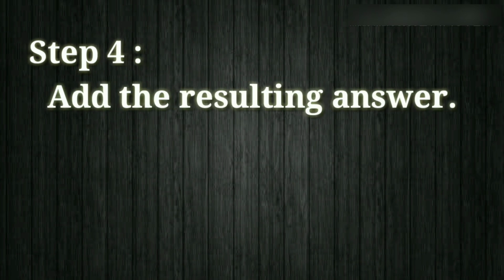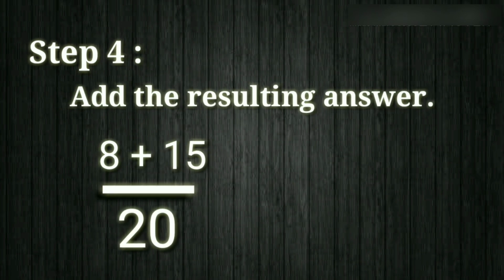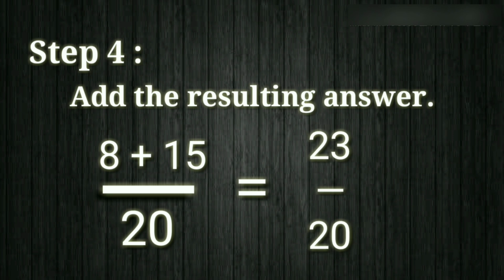Step 4. Add the resulting answers. So 8 plus 15 over 20 is equal to 23/20. And our final answer is 23/20.